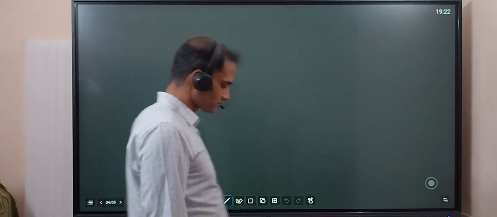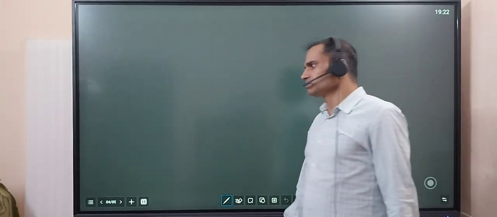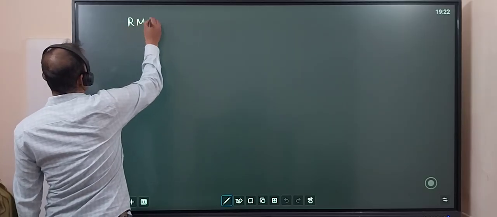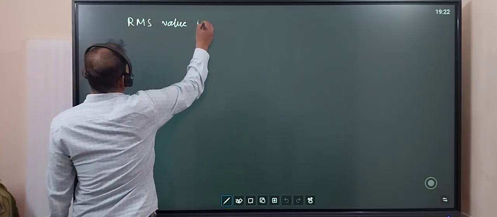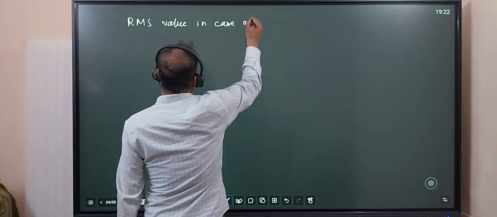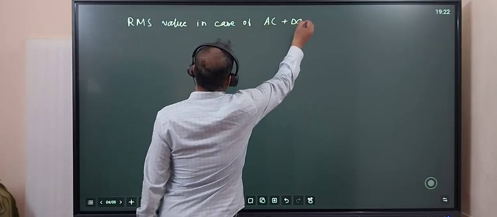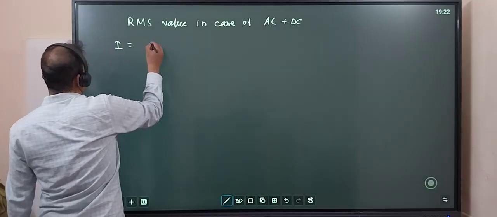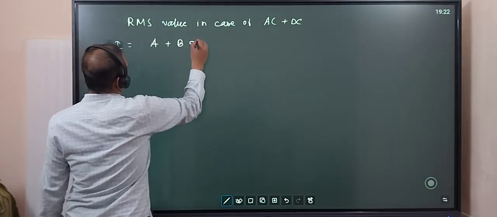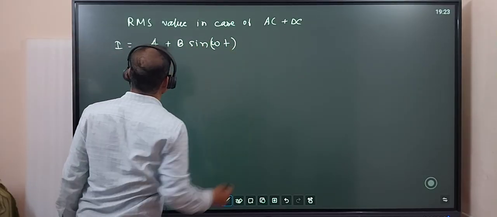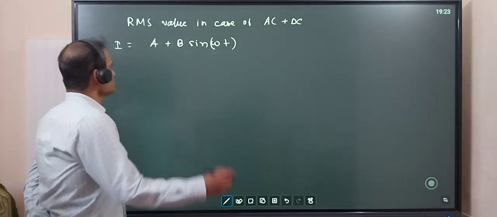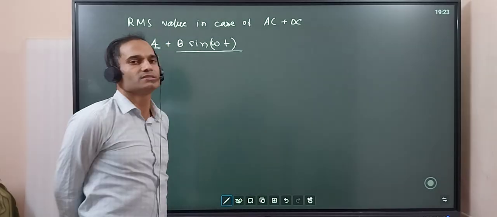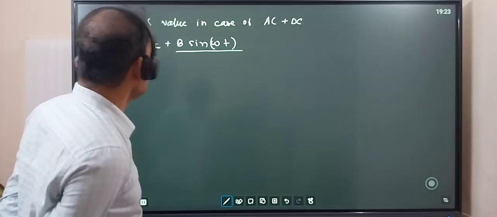Now, what about an AC plus DC mixture? Okay, the current can be, what is the RMS value in case of AC plus DC? So suppose the current is A plus B sine omega t. What will happen in this case? RMS value. So this A is constant, this is the DC part, and this B sine omega t is the AC part. Okay, and we have to find the RMS current.